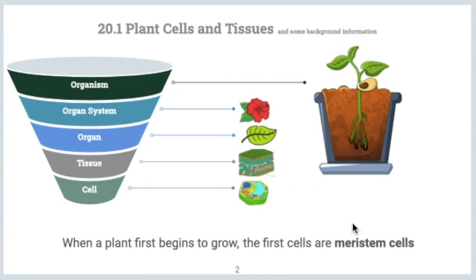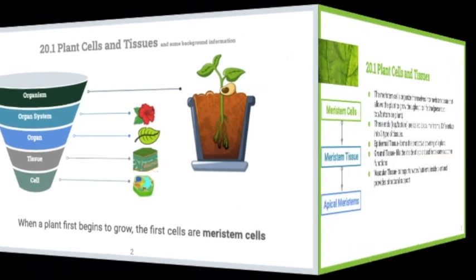I have a bean plant, which is what I'm going to be doing my experiment over. And so a quick note I want to make is that when a plant first begins to grow, the first cells are called meristem cells.